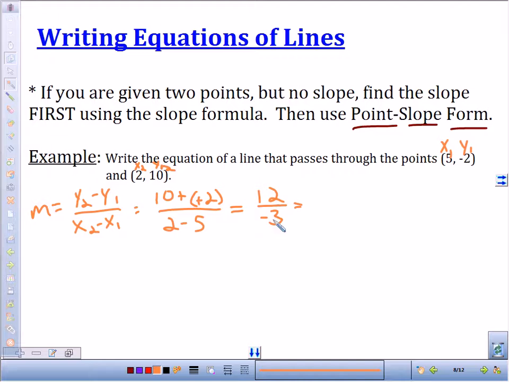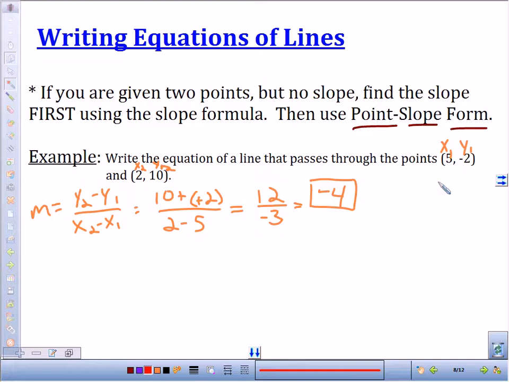I need to simplify this fraction. I always should simplify every fraction. So 12 over negative 3 is the same thing as negative 4. Both of these are divisible by 3, so 12 divided by 3 is 4, and 3 divided by 3 is negative 1, so it becomes negative 4. And that's my slope.